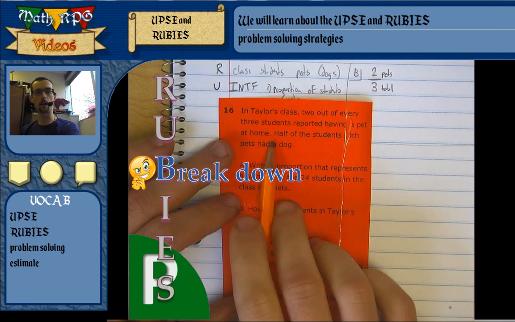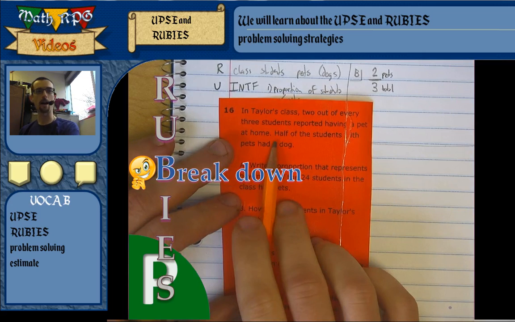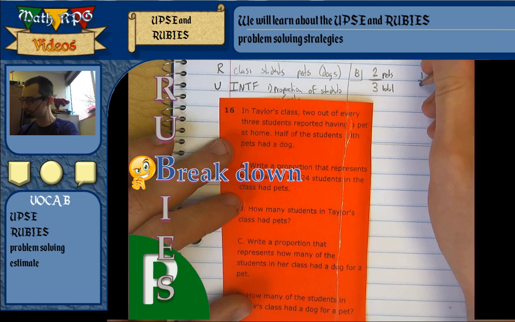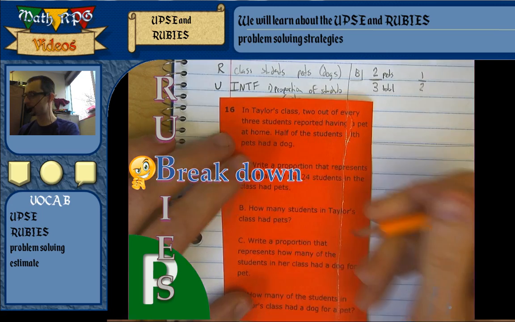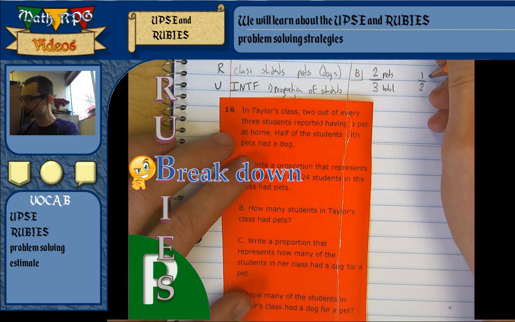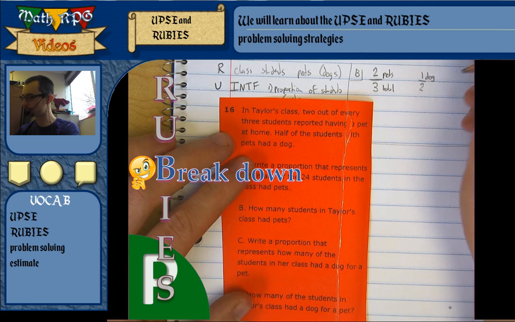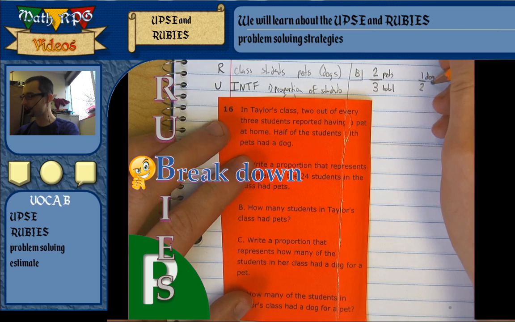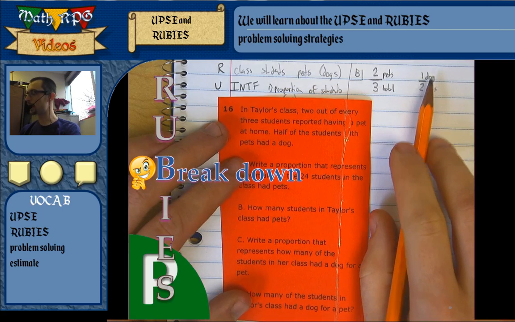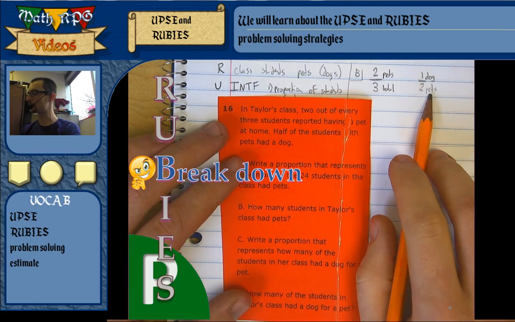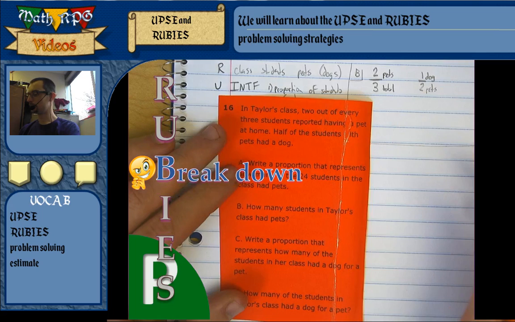I also have half of the students. So I'm going to write down half of the students with pets had a dog. So that means there's 1 dog. 1 student has a dog out of, that's half of the students with pets, right? So out of the students with pets. My total there. It's not saying half the students have dogs. It's saying half the students who have pets have dogs, right? Okay.